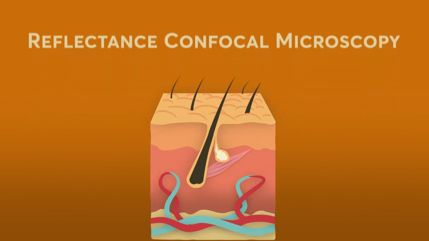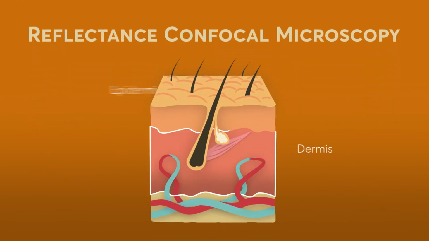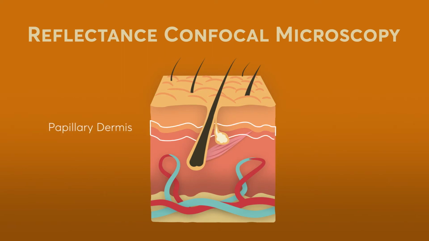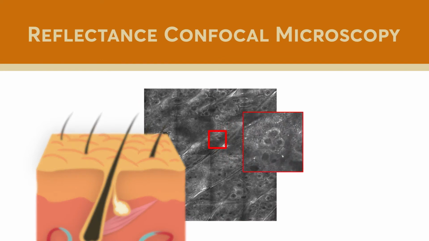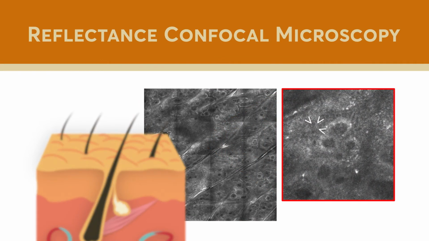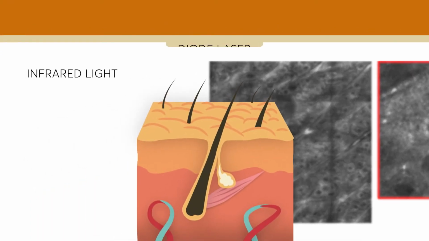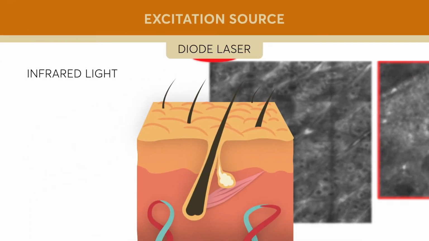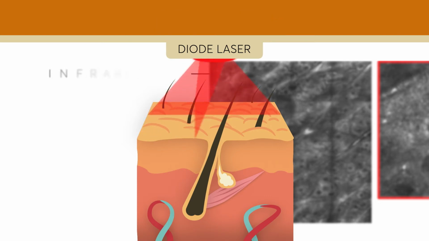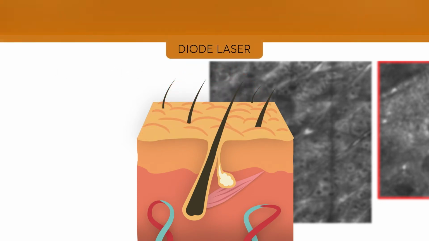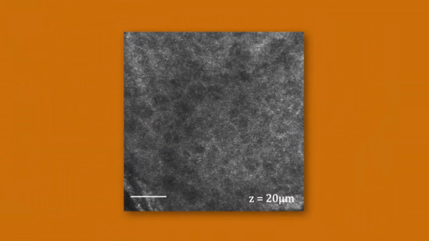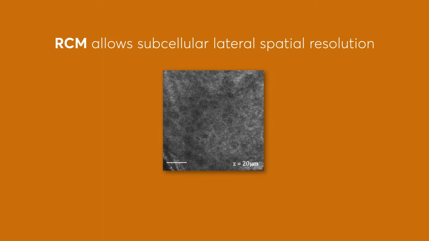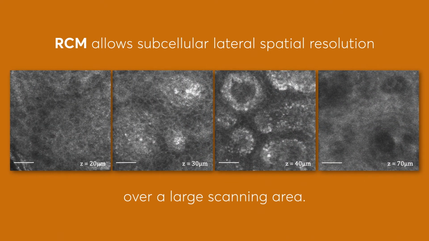RCM provides information on cellular structures of the epidermis and dermis, fibrillar structures of the papillary dermis, and microcirculation. This technique provides subcellular resolution images based on the differences in the refractive indices between different tissue components. It uses near-infrared light from a diode laser as the excitation source. The focused laser light is raster scanned on the skin surface, and the backscattered light is collected to provide grayscale images on reconstruction. RCM allows subcellular lateral spatial resolution over a large scanning area.